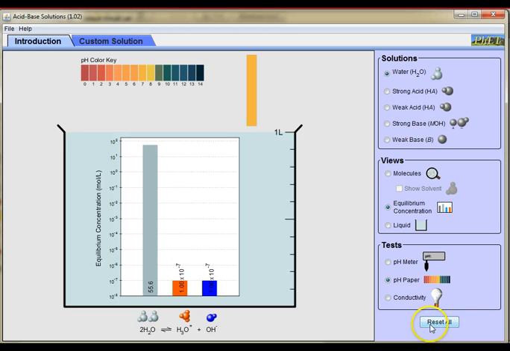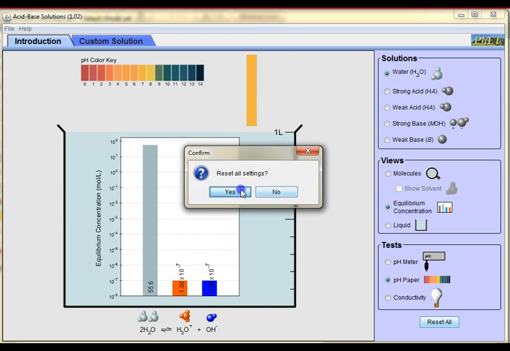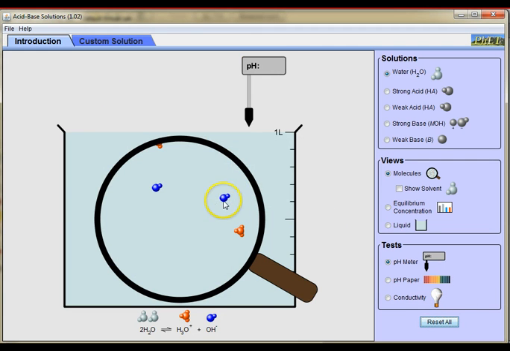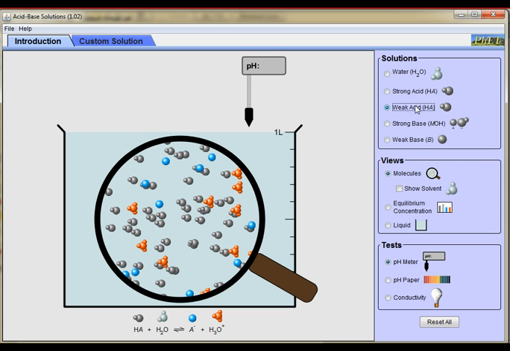Alright, so now let's click on reset. It comes back to the landing page, and let's click on weak acid now. Again, it's a weak acid solution. That means the majority of it is going to be water. There are some H plus ions going to be there, and that's what we need to see.